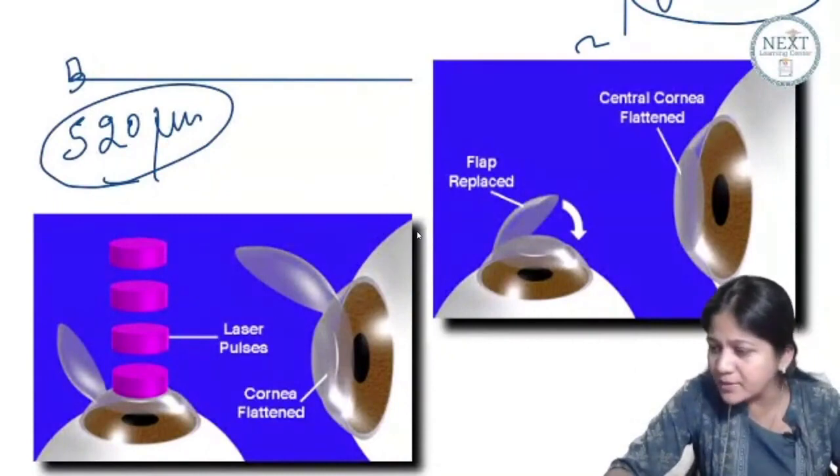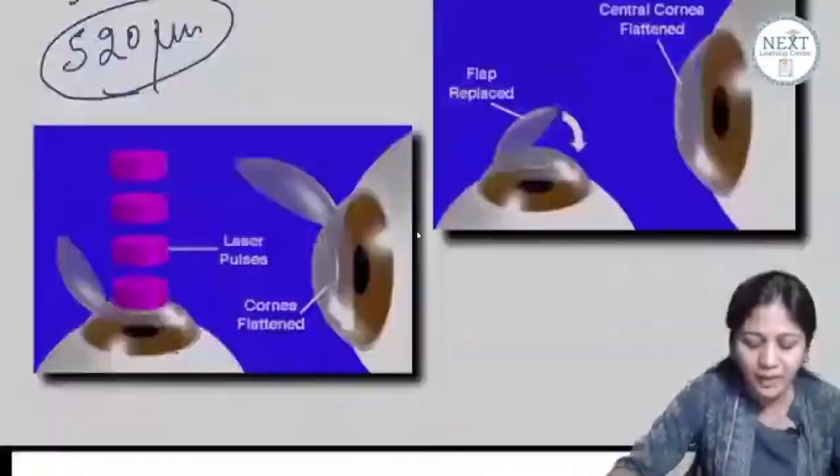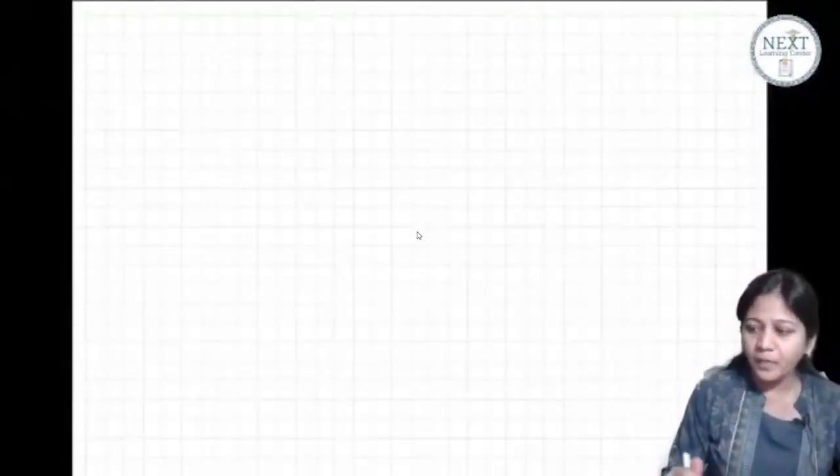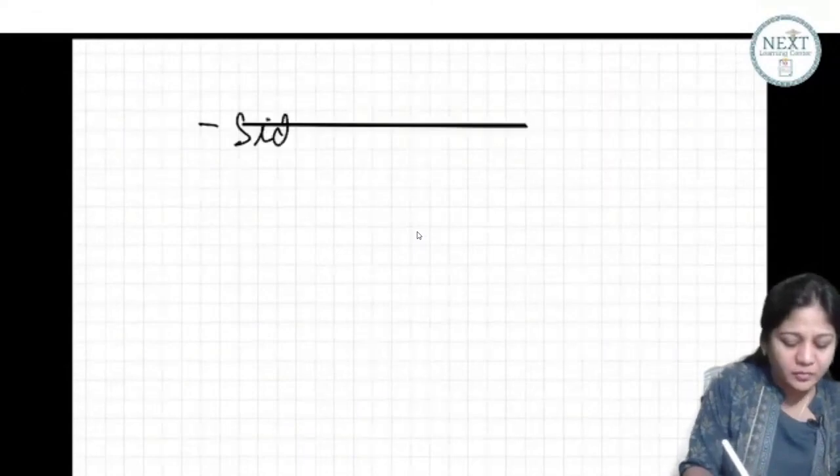What about residual cells means? Yes, flap gets sealed on its own. Flap gets sealed on its own. Okay? But what are the side effects?